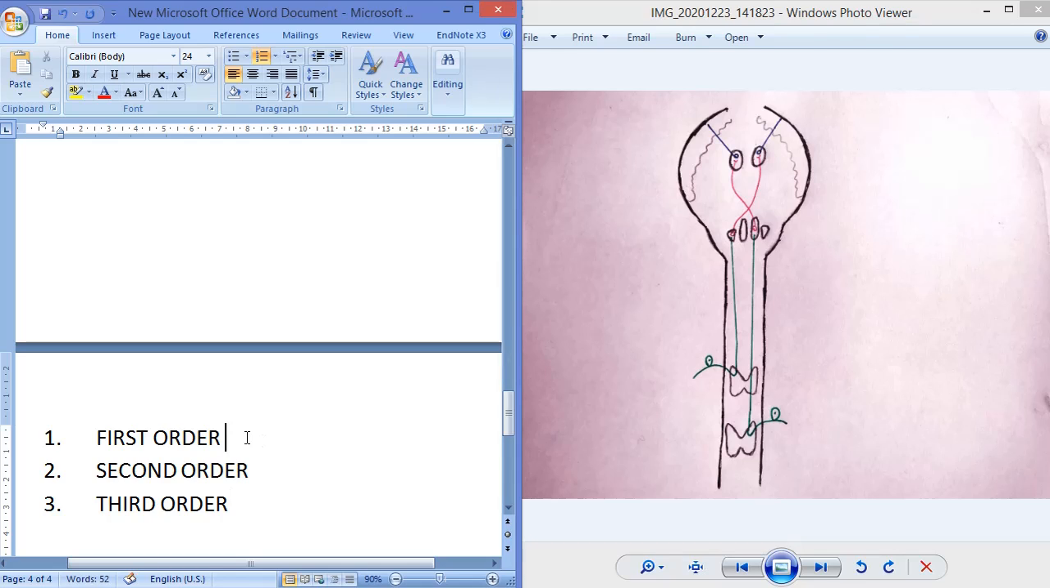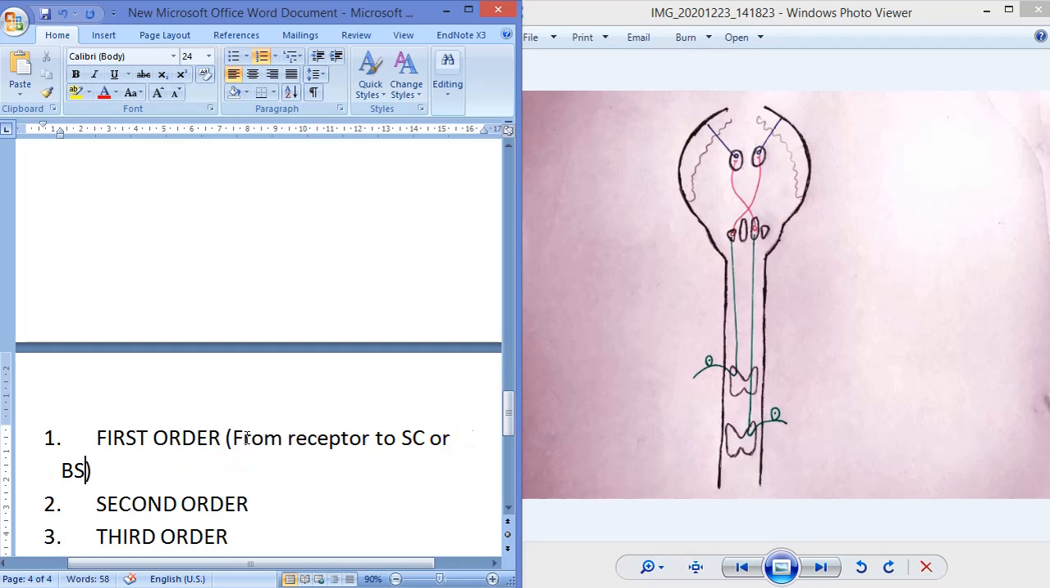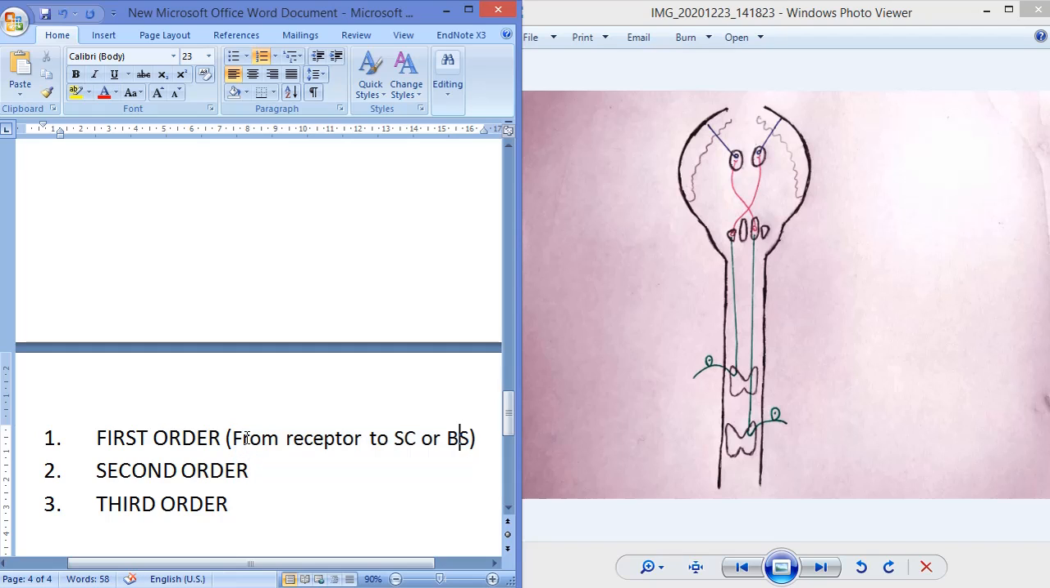The first order neuron will always carry impulses from the receptor to the spinal cord, or to the medulla oblongata or brain stem. The first order neuron over here carries impulses from the receptor to the spinal cord. So the first order neuron will always carry the impulses from the receptor to the spinal cord directly or to the brain stem.